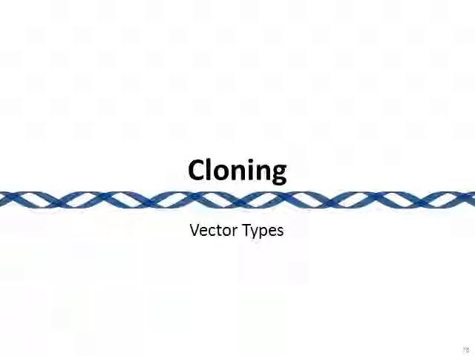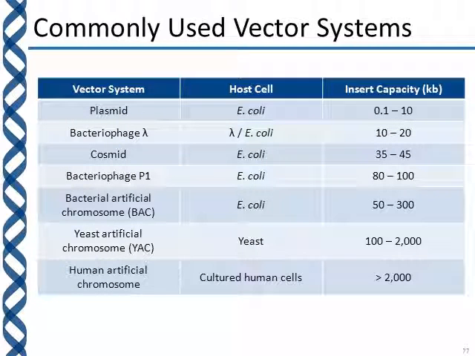The next topic we'll discuss is vector types. Here are some examples of the commonly used vector systems. There are plasmids derived from E. coli, bacteriophage lambda, bacteriophage P1, bacterial artificial chromosomes derived from E. coli, yeast artificial chromosomes, and human artificial chromosomes.